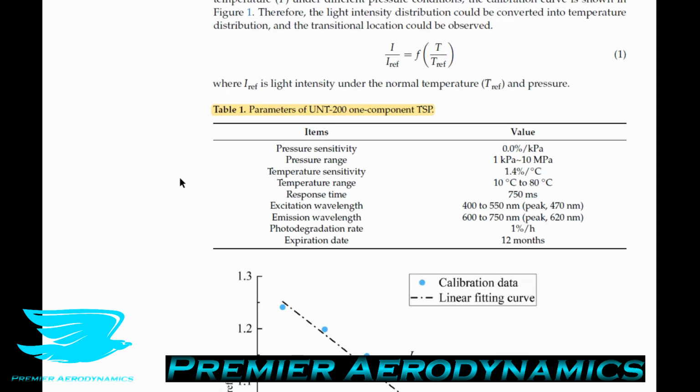I mean, the paint is changing intensity more frequently than every second. That's really good. The temperature sensitivity is 1.4% per degree Celsius. The excitation wavelength can range between 400 nanometers and 550 nanometers, and the emission wavelength goes from 600 nanometers to 750 nanometers. Interesting thing here, the photodegradation rate is 1% per hour. That means the amount of intensity you get out will reduce by 1% every hour under the same conditions. So as long as you do your experiments very quickly, then you won't have a problem there.